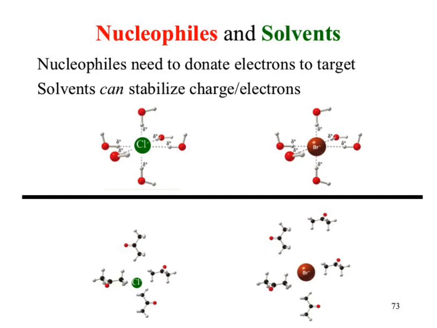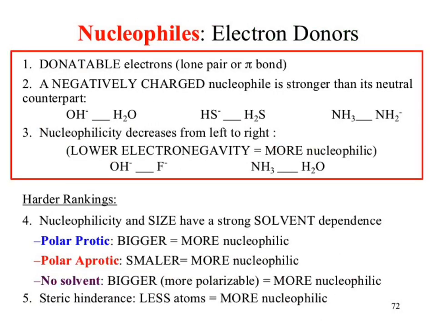Nucleophiles and solvents. So let's go ahead and take a look at this. What we've got in the top case is our polar protic. In the bottom case, we've got our aprotic. In the protic, what did we say? Which nucleophile did we want? Bigger. Protic, we wanted bigger.